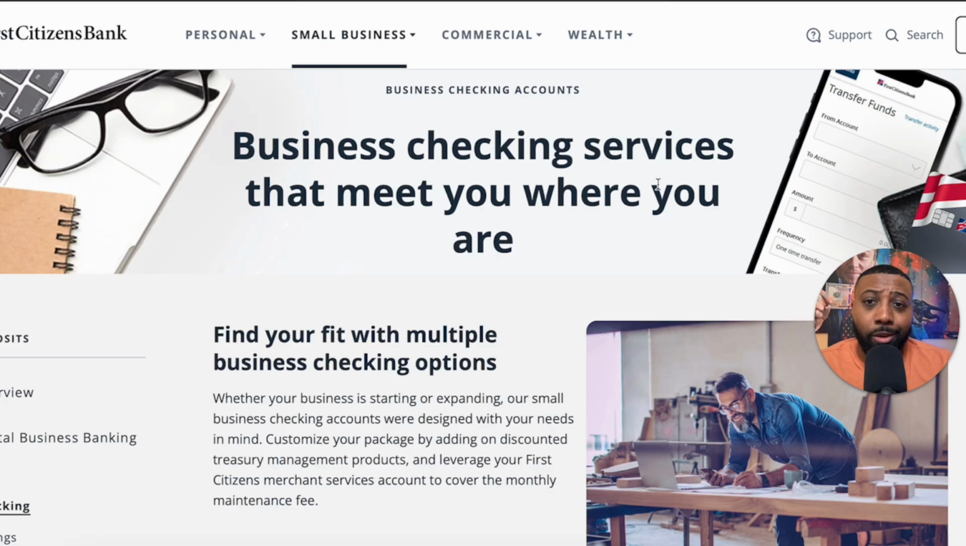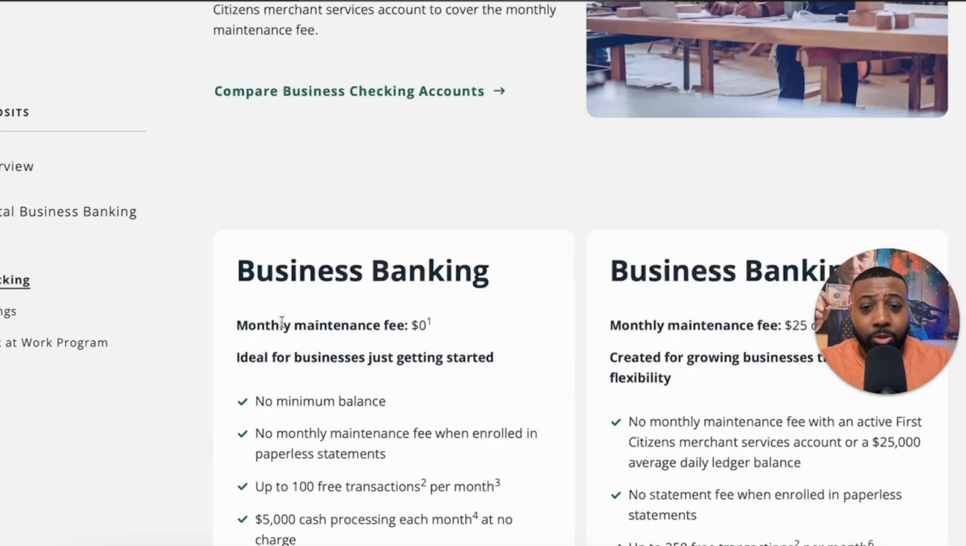Okay, all right, so we are on First Citizens website. And typically with regional banks like First Citizens, you're always going to want to go ahead and set up a business checking account. Typically, they got stipulations where you can't get access to the financial products unless you set up a business bank account. So that's always the first step, is to set one of those up.